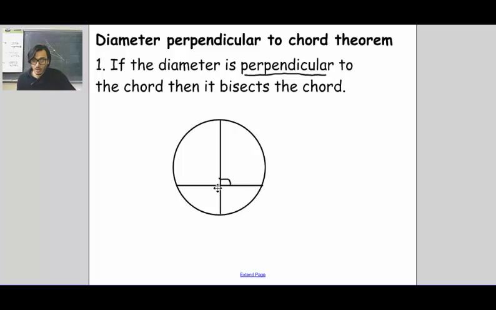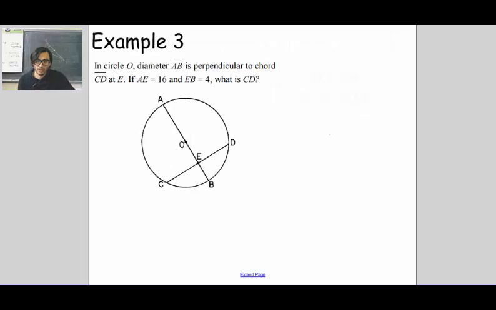And all that really means is that, let's call this point A, we're going to call this point M, and we're going to call this point B. What this theorem is telling you is that that diameter is cutting AB into 2 equal parts. So we could say AM is equal to MB. That's what this theorem is telling you. Now let's go ahead and use it.